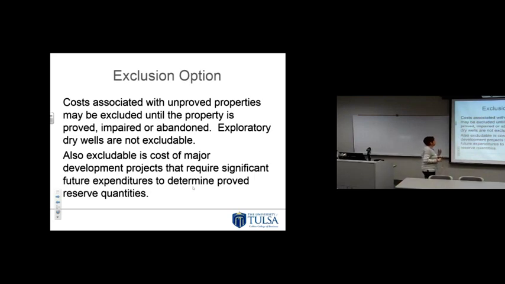They were dry. And then also excludable is the cost of major development projects. If you've got major development projects going on that require significant future expenditures to determine proved reserve quantities in an area, then you could exclude the cost of those development projects until you've determined the reserves. Then you would have to put the cost of those projects in. Now, what we're going to look at in here is really the unproved property part, because that's kind of the common exclusions that we see.